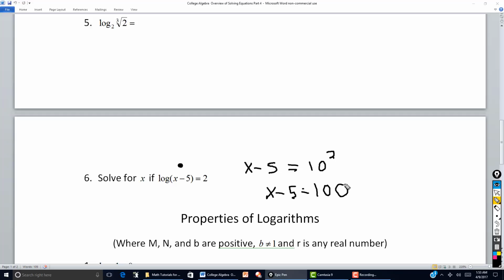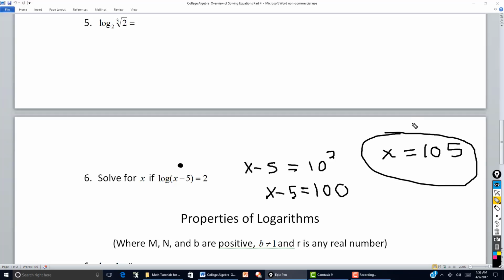Add 5 to both sides, and you get x is equal to 105. And that's your answer. You can check it here, because if you put 105 where the x is, that'd be 105 minus 5. This would be 100. And the log of 100 to base 10 does equal 2, because 10 to the second is 100. That's one way, just a quick check.